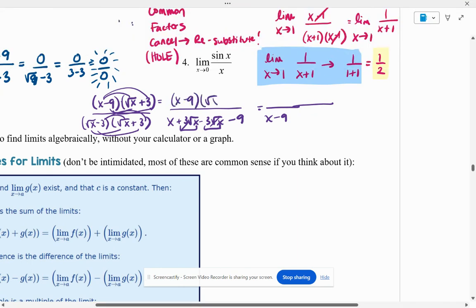So you only rack on the bottom? No, you rack on the top because you've got that factor up there, but you need it up there in order to have them cancel. You know what I mean? Oh, that's what. Yeah.